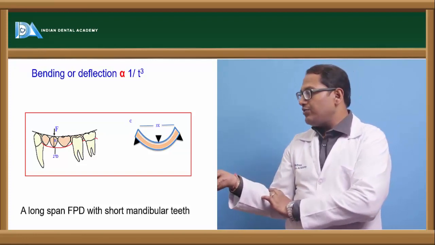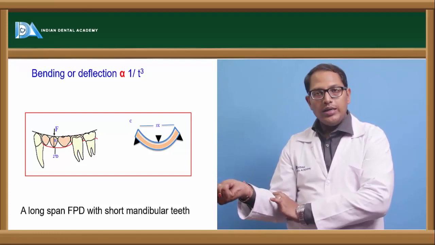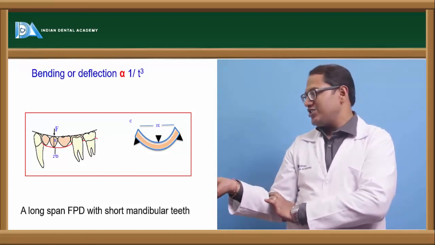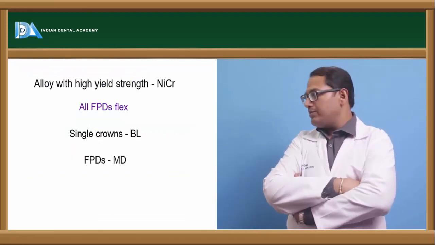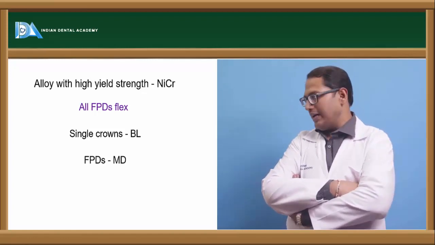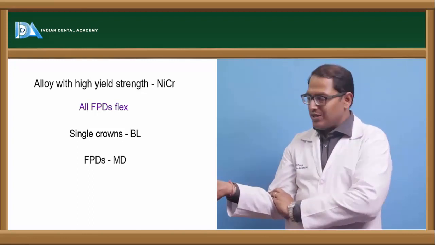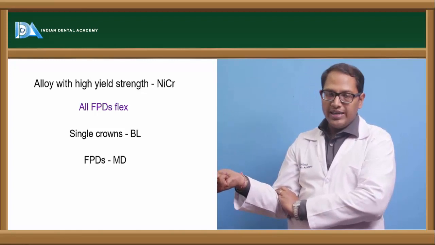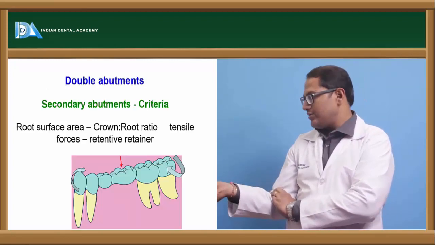So what will we do if it is a long span case? Either you go for an implant or a removable partial denture, but not a fixed partial denture. Use an alloy with high yield strength, that is nickel chromium. All FPDs flex; any FPD will flex if you have a long span. A single crown flexes in the buccolingual direction, while an FPD will start flexing in the mesiodistal direction.